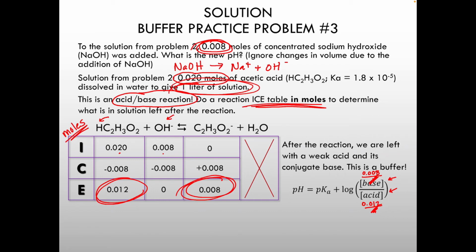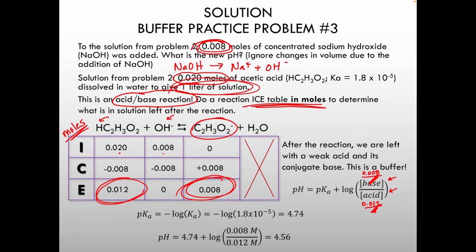Okay, back to this. So our pH is equal to our pKa plus log base over acid. So we can calculate the pKa again. I did it on the previous slide, but we can do it here. And so we've got our pKa. And then we can plug it in to our Henderson-Hasselbalch. This is our conjugate base, so that will go on top. That will be the weak acid, so that one goes on the bottom. And then we have 4.56.